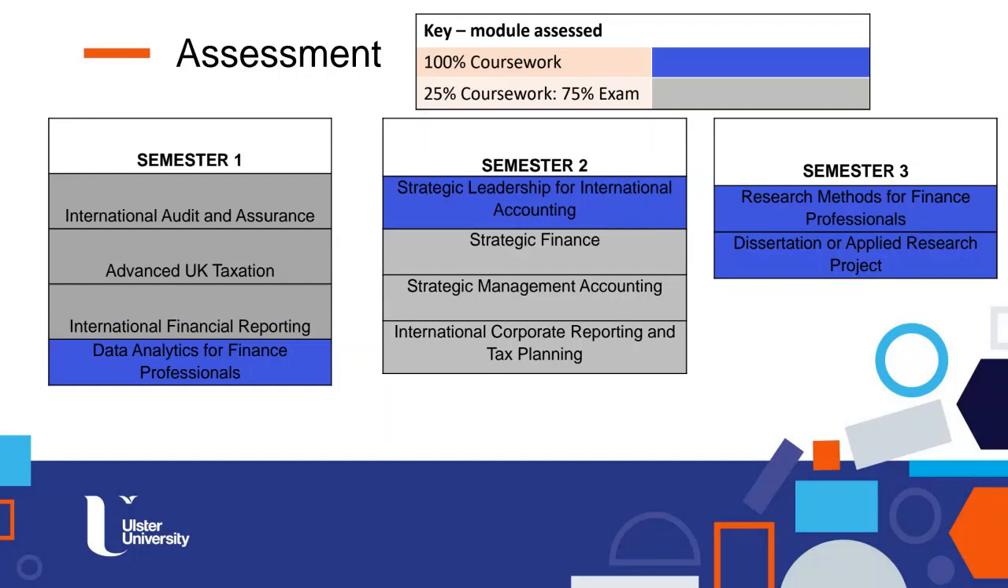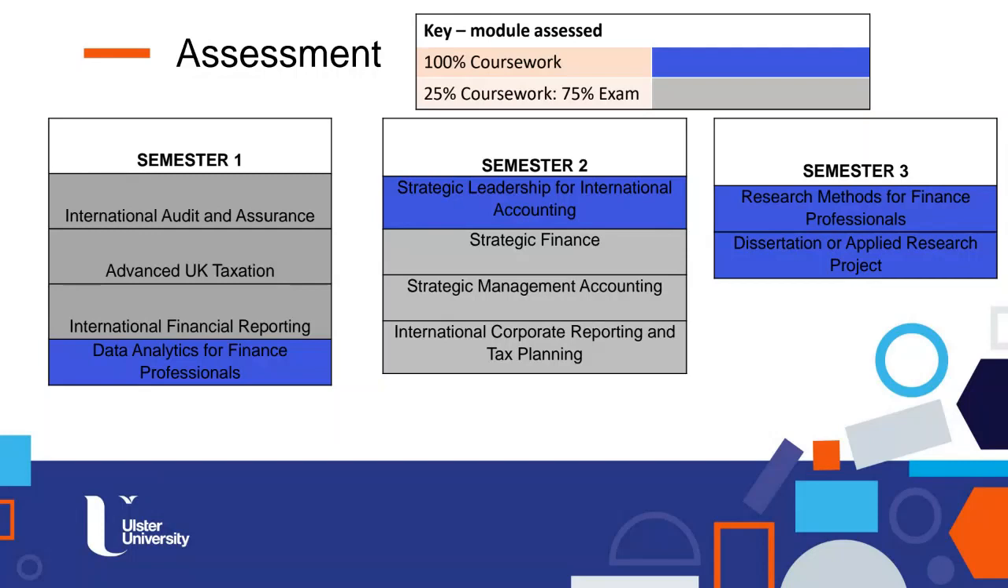So that's 100% coursework. In semester 2, you've got another module, the Strategic Leadership and International Accounting module, that is 100% coursework, as well as the 2 semester 3 modules, your research methods and the dissertation or the applied project. They're the only modules that are 100% coursework assessed. All the other modules highlighted in grey relate to the professional body exemption modules, and therefore they will be assessed 25% by coursework during the semester.